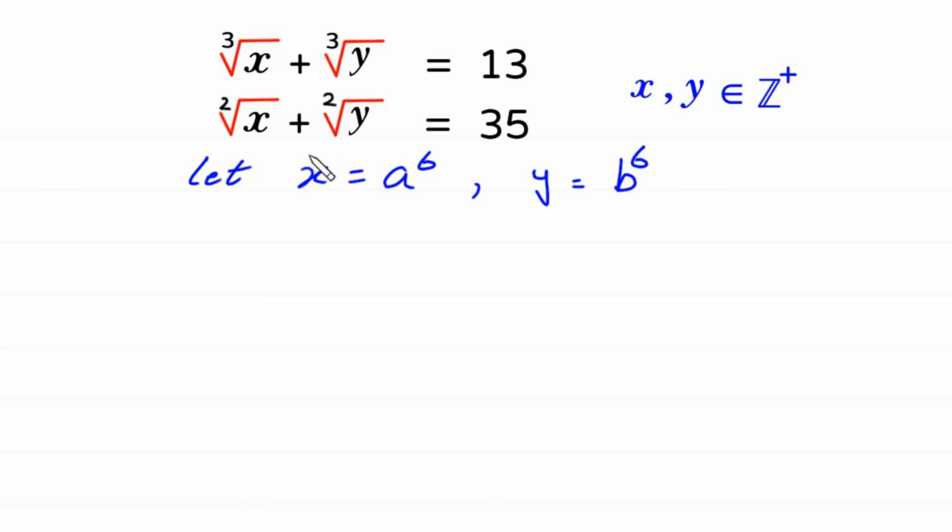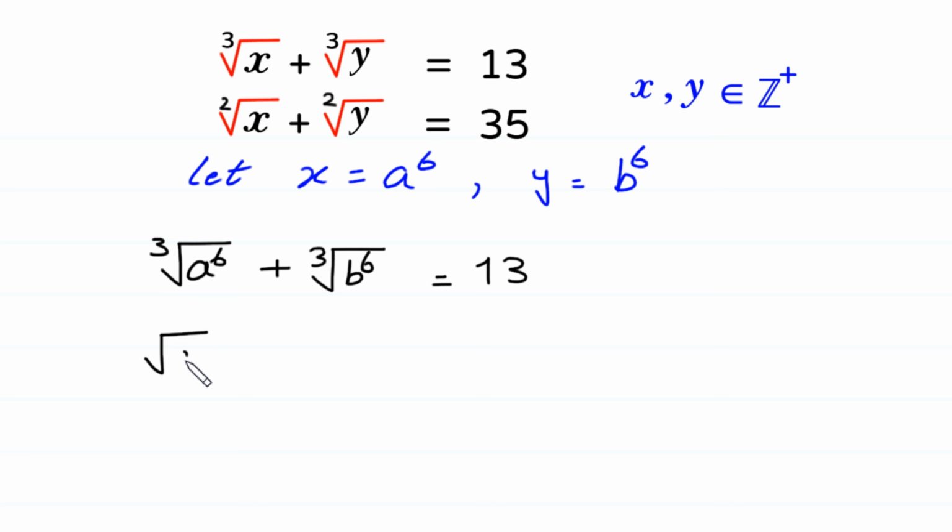So we replace the x with a to the power 6 and we replace the y with b to the power 6. Then this equation becomes cube root of a to the power 6 plus cube root of b to the power 6 is equal to 13, and this equation becomes square root of a to the power 6 plus square root of b to the power 6 is equal to 35.